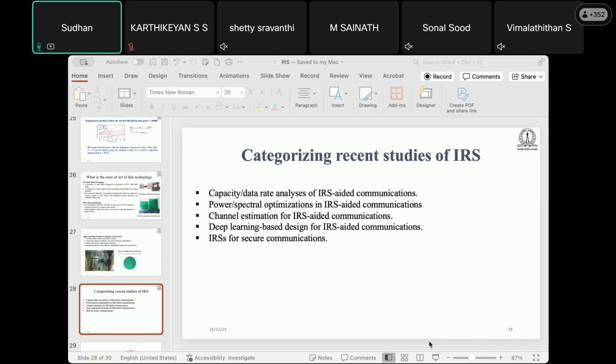And also, if it is passive, then the reflection coefficient is fixed. But if it is active, then we also need to have knowledge of distance.